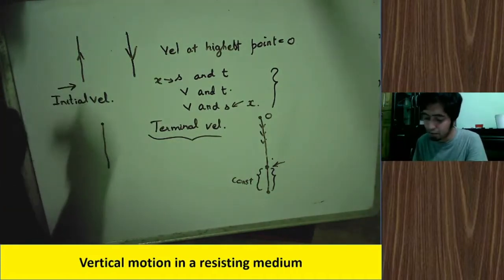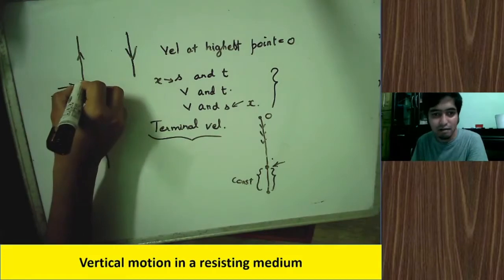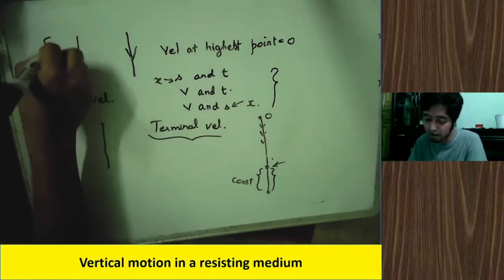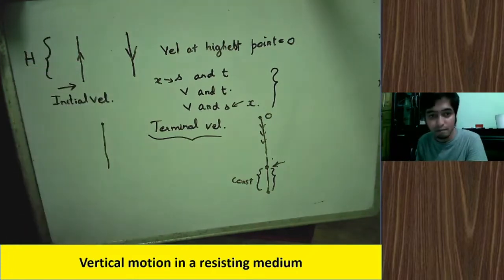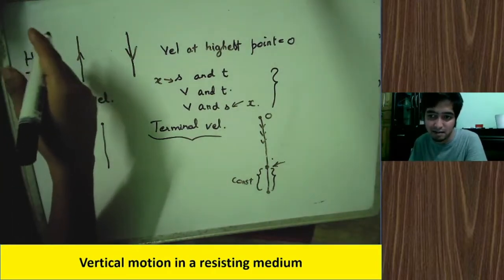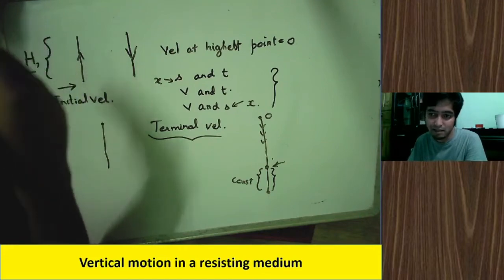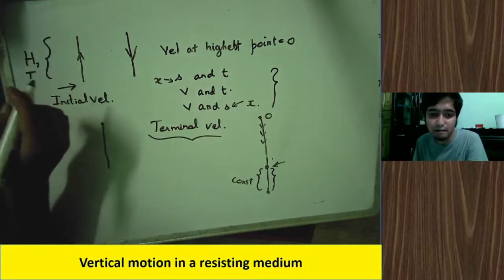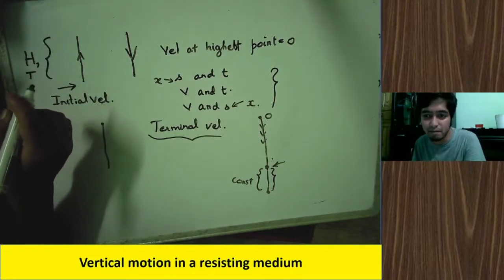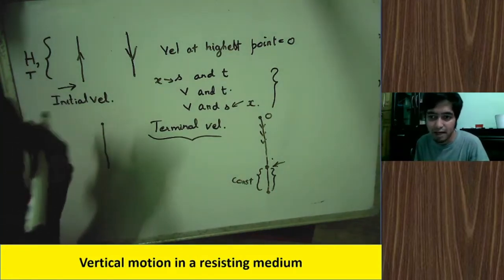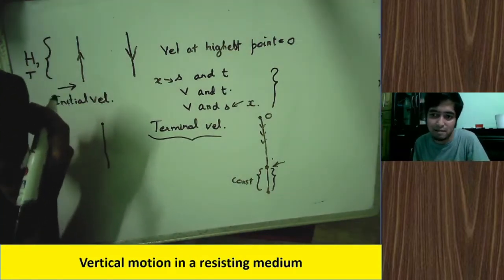Also, what do we have to find? If a particle is projected from below and is traveling upwards, we also have to find the greatest height that the body can reach, and the time taken to reach this greatest height. This is what we will do when investigating vertical motion in a resisting medium. So this is enough, now let us go ahead with some examples.